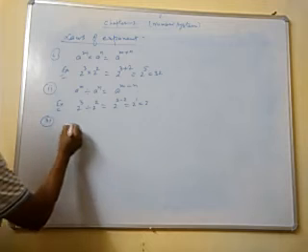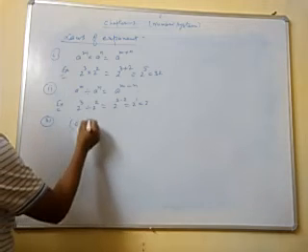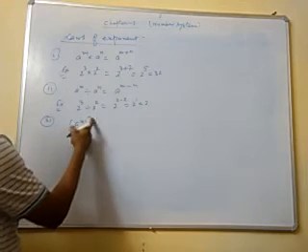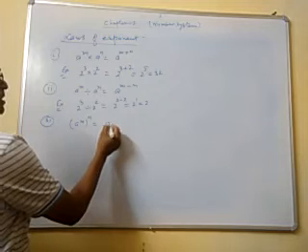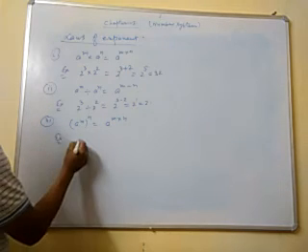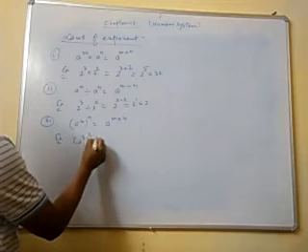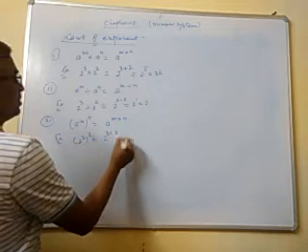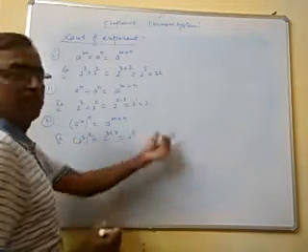Third one is (a^m)^n. In this case, the exponents will be multiplied: a^(m×n). Example, (2^3)^2. We'll get 2^(3×2), 2^6. After that, we can simplify.